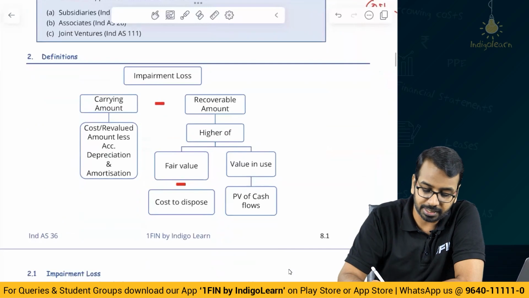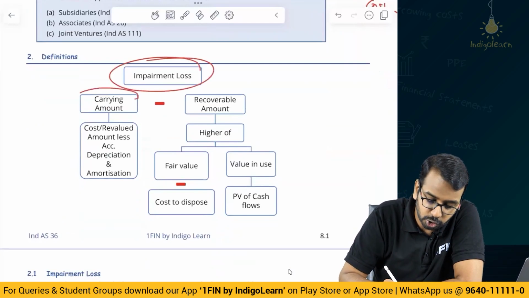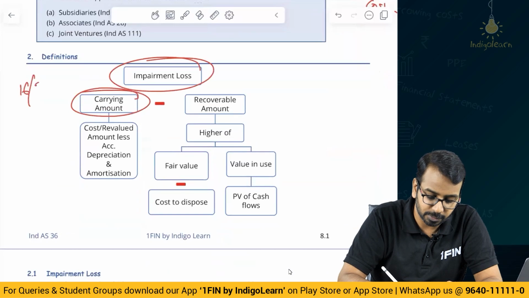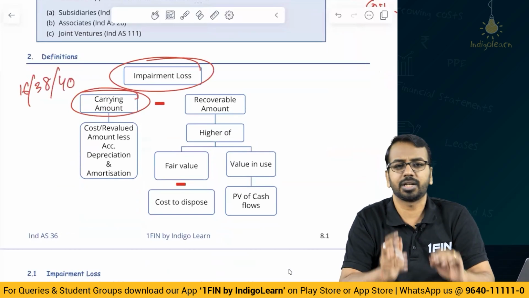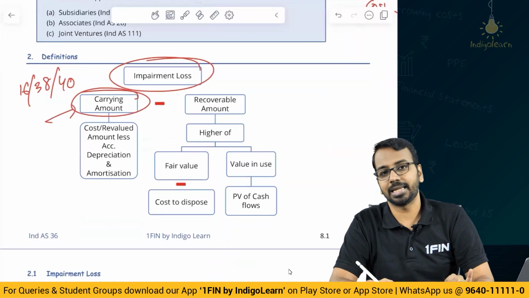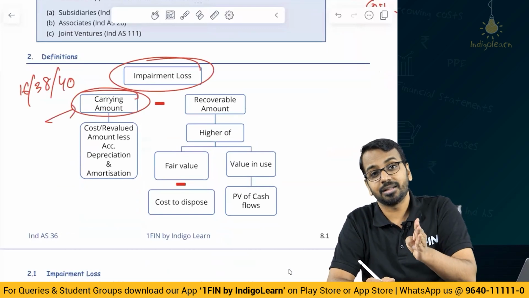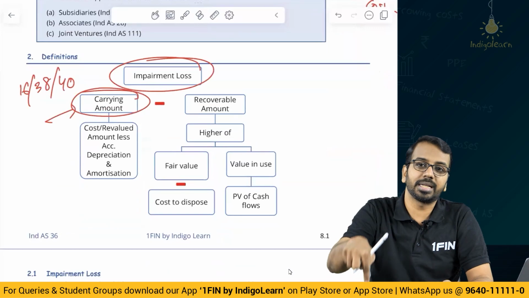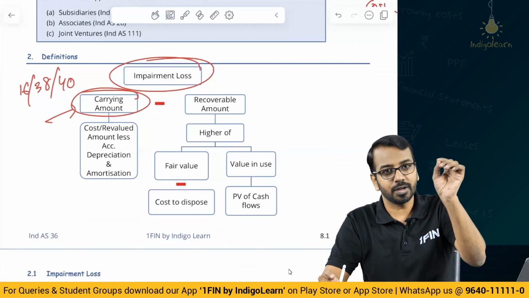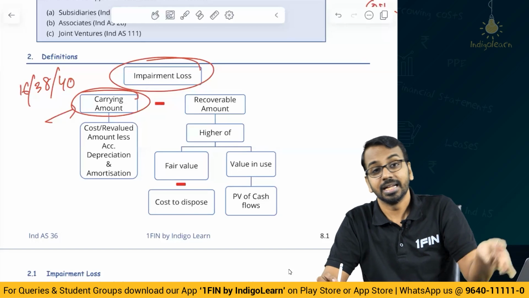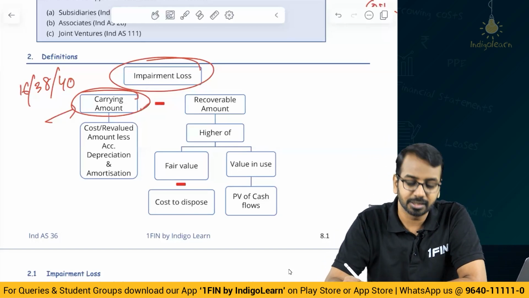Now the most important thing, what is impairment loss? First you will calculate the carrying amount. How do we calculate the carrying amount? You will apply the principles of IndAS 16, IndAS 38, IndAS 40, the respective standard, and arrive at the carrying amount. Means till the date, if depreciation has to be charged, you will charge the depreciation, only then you will bring that asset into IndAS 36. So first tick off IndAS 16, IndAS 38, IndAS 40, then you come to IndAS 36.